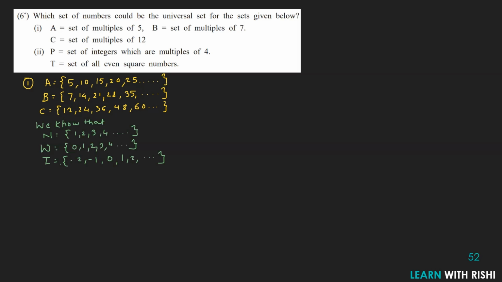So for the given sets A, B, and C, we can take the set of natural numbers, the set of whole numbers, and the set of integers as the universal set.